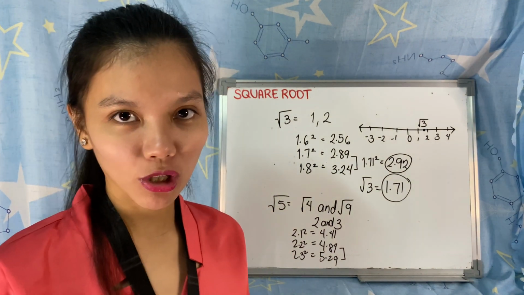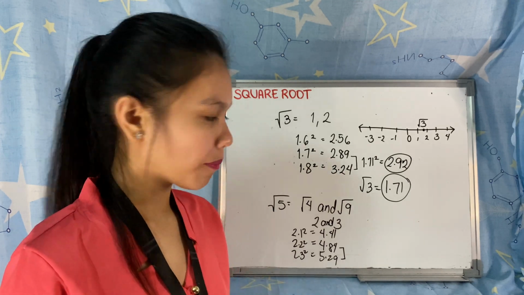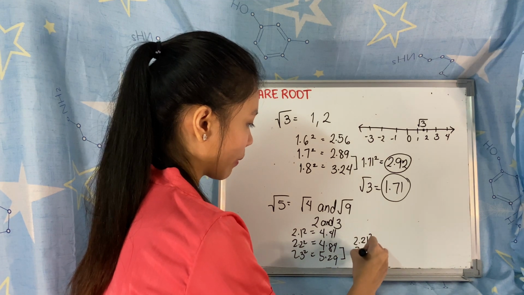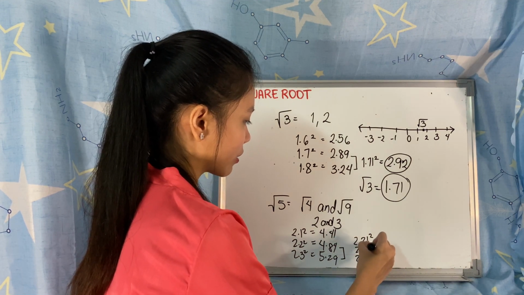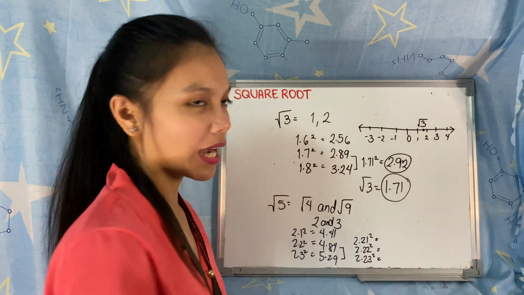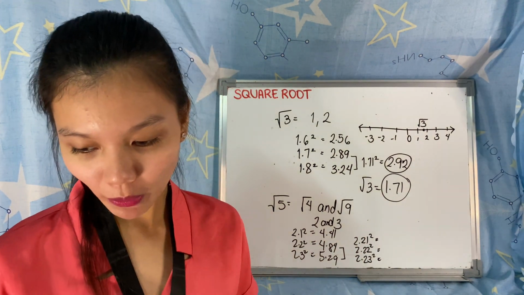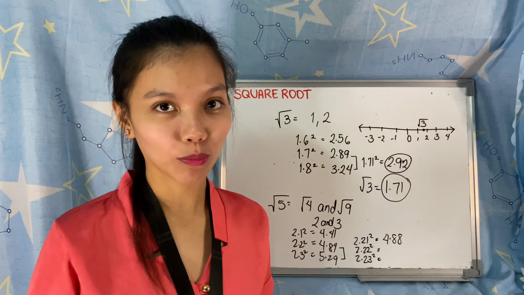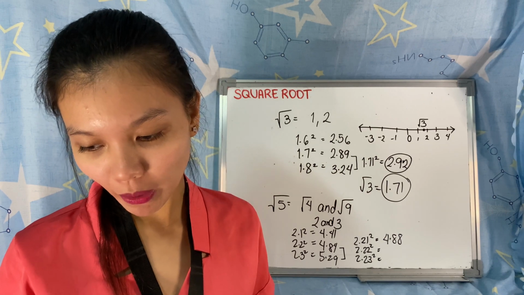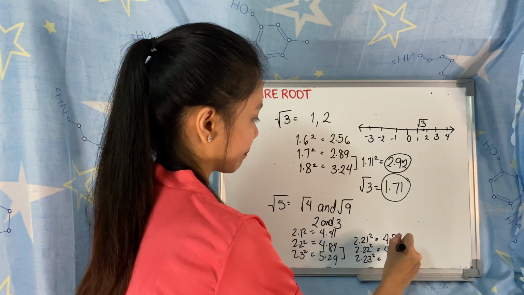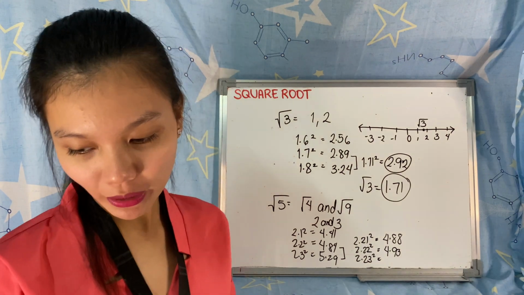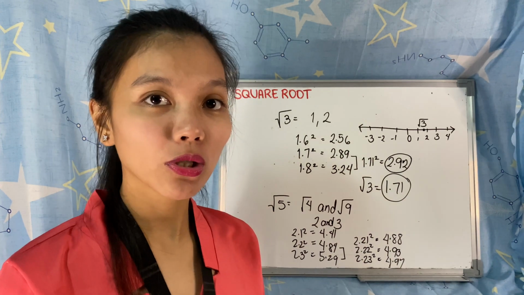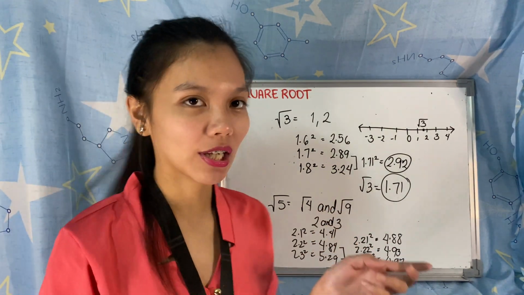So, hahanapin natin yung pinakamalapit sa kanya. Mag-a-add lang kayo ng numbers. For example, pwede nyo siyang gawin 2.21, 2.22, or 2.23. So, titignan natin kung saan siya pinakamalapit. For the square of 2.21, we have 4.88. Let's see kung kaya pa siyang mas itaas sa 2.22. The square of 2.22 is 4.93. And the square of 2.23 is 4.97.